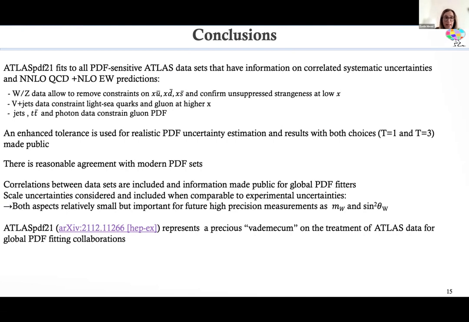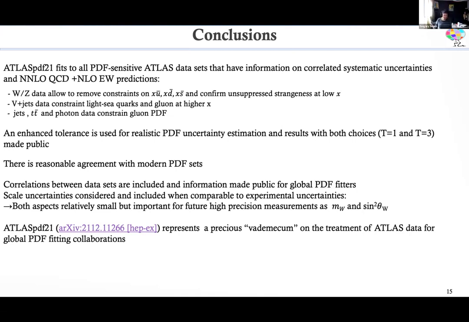I would like to stress again that the correlations between datasets have been included and the information is made public to global PDF fitters. We also considered the scale uncertainty when relevant, but the effects are relatively small, though important for future high precision measurements of the standard model parameters. And I would like to say again that this work represents a precious vademecum on the treatment of the ATLAS data for global PDF fitting collaborations. I'm done. Thanks a lot for your attention.